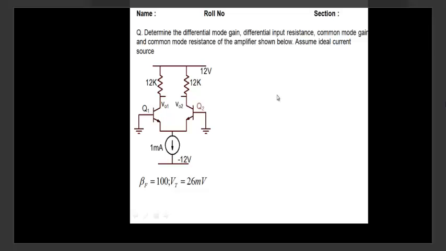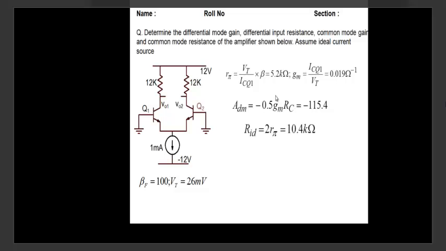All right. So this was our mini quiz problem. So this must have been discussed. RID. So these are straightforward applications of formulas. ADM, RID, ACM, minus GM over 1 plus 2 GM RE, times RC. This was our general expression for ACM when there was a resistor here.